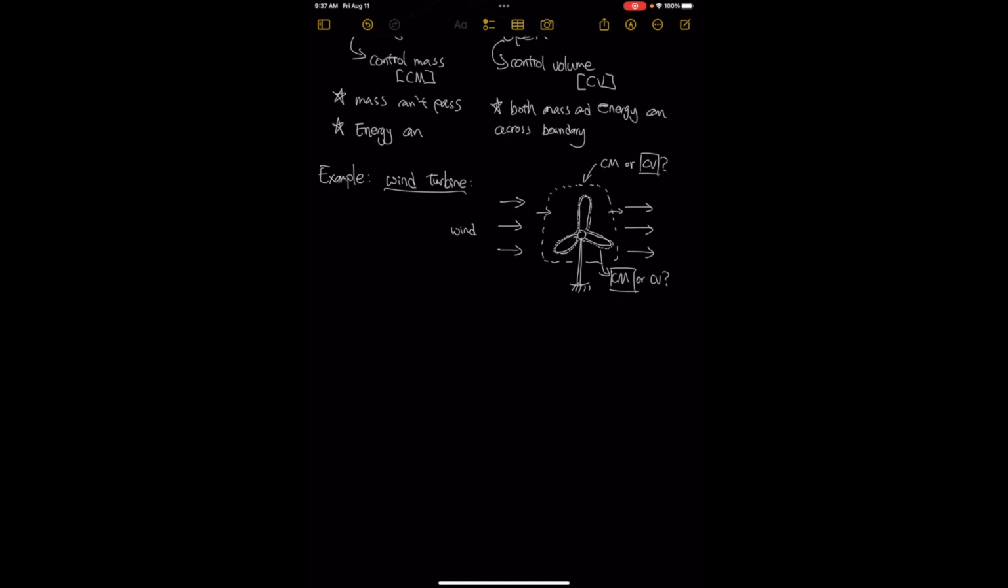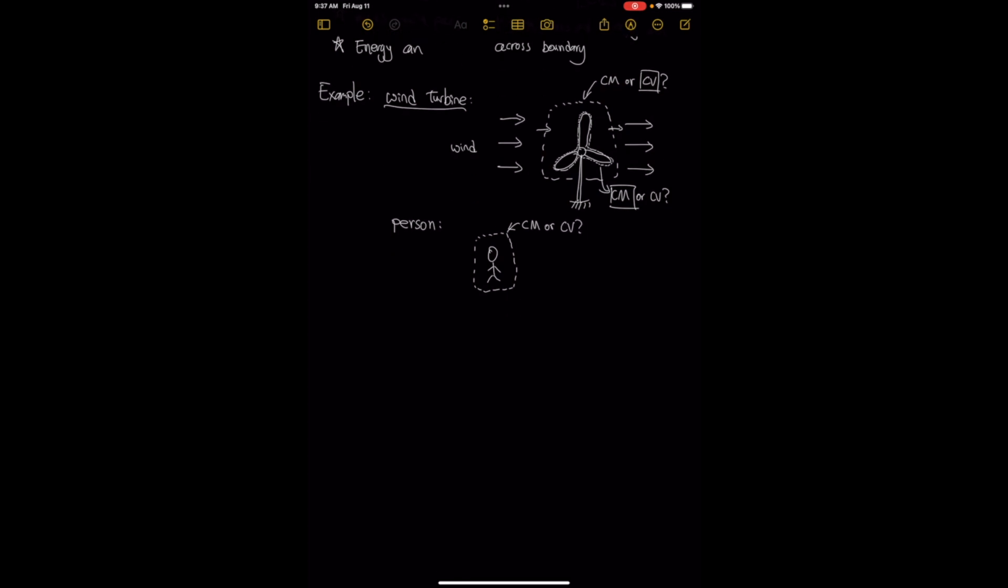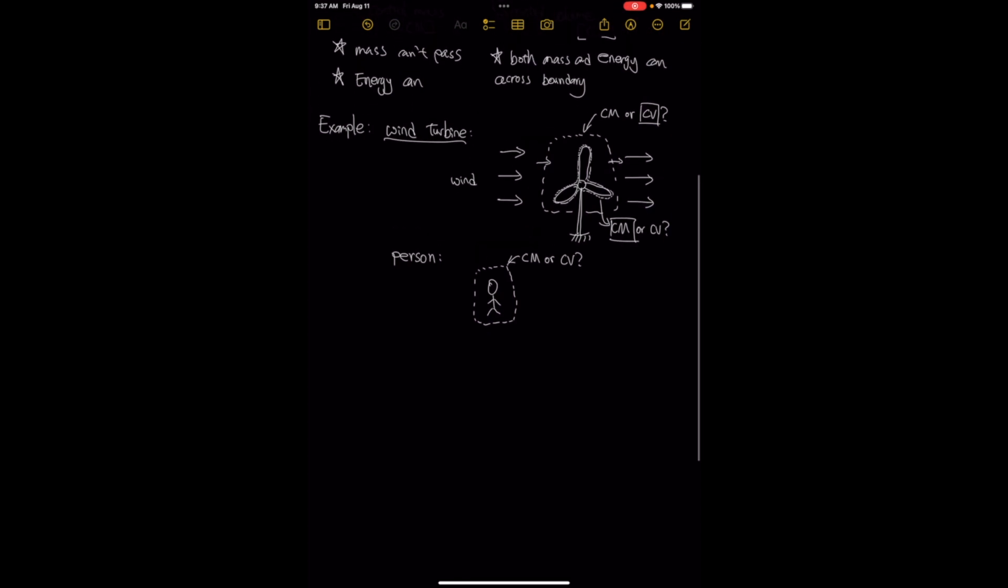Okay, let's look at another example. So what about a human? If you have a person just standing there, and if I just draw a boundary like this, would that be control mass or control volume? How do you think about this question? Once again, we have to go back to the basic concept, right? Is there mass that comes in or comes out? That's the determining factor for this question.